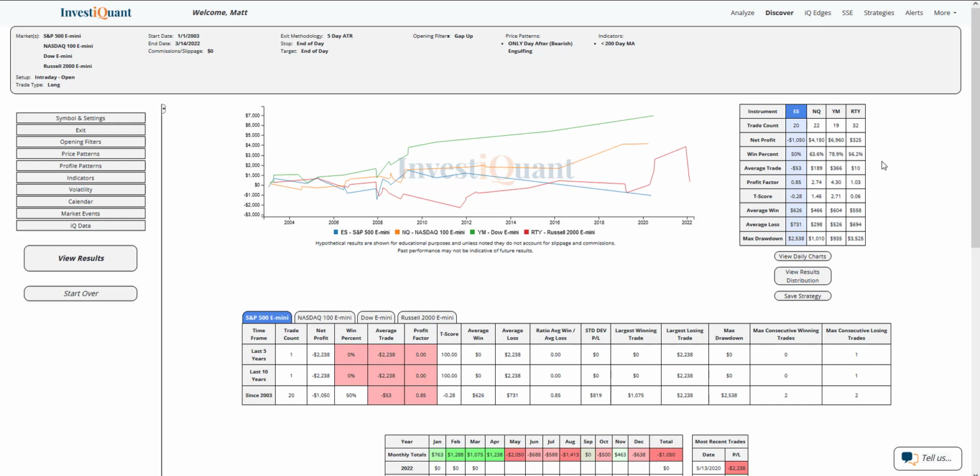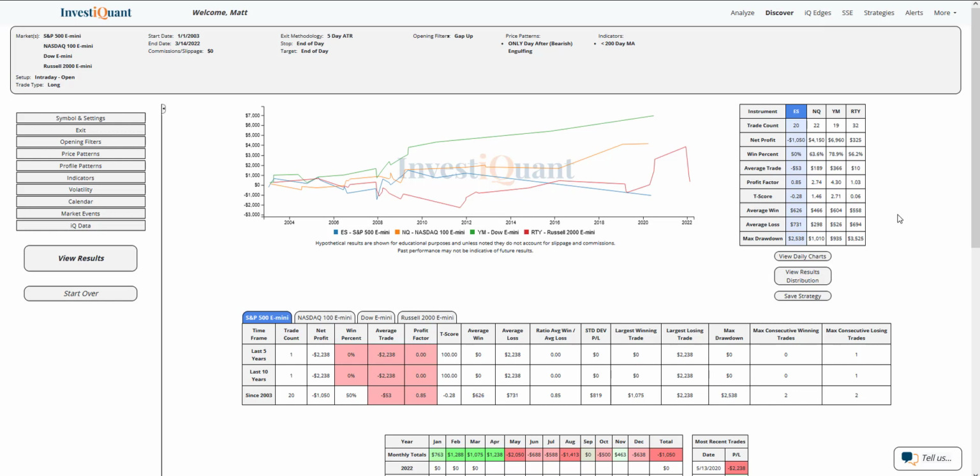If we look at the average moves, you'll see that the average loss is larger for the S&P and the average loss is larger for the Russell. For the NASDAQ and the Dow, it's the average win that is larger. So we're mixed on the average moves on which side has bigger average moves.